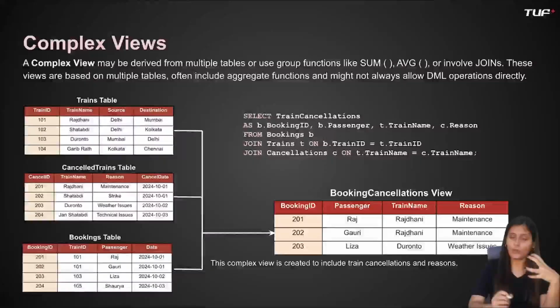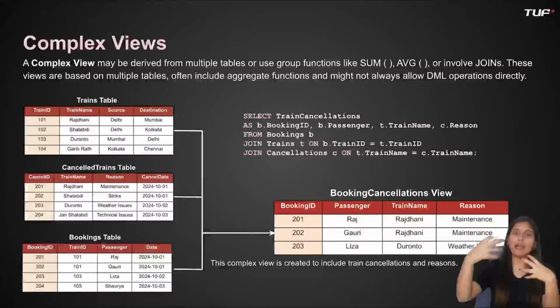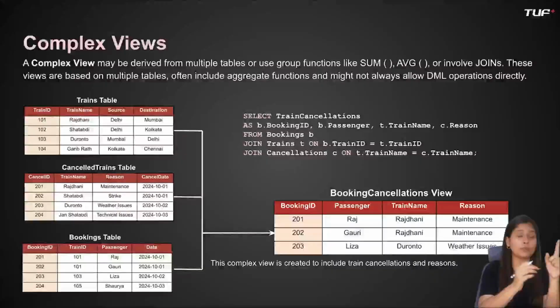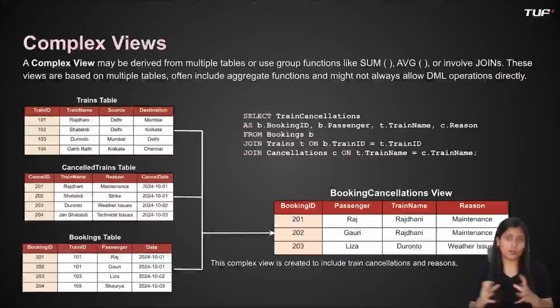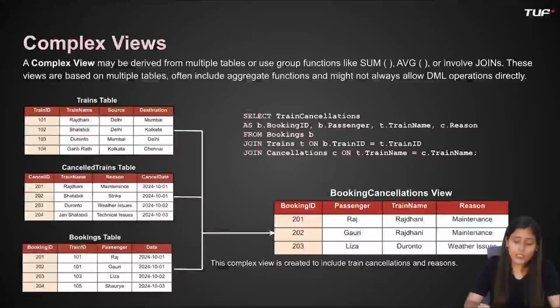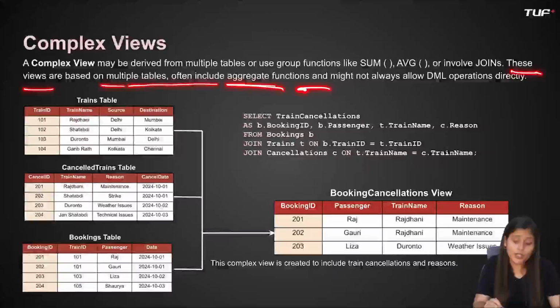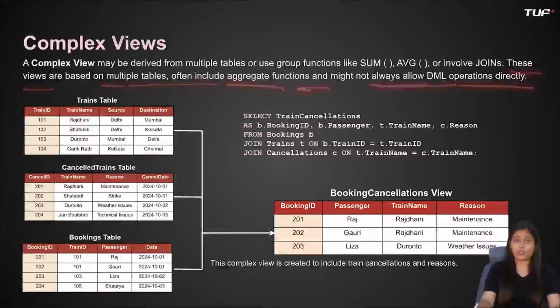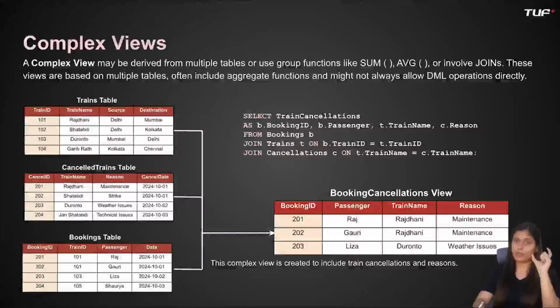A complex view is totally the opposite of a simple view, where we derived the view from only a single table. Here we derive the view from multiple tables, applying joins and aggregate functions like sum, max, min and so on. These views are based on multiple tables, often include aggregate functions and might not always allow DML operations. In the case of simple views you can get DML operation access. Why am I saying this?